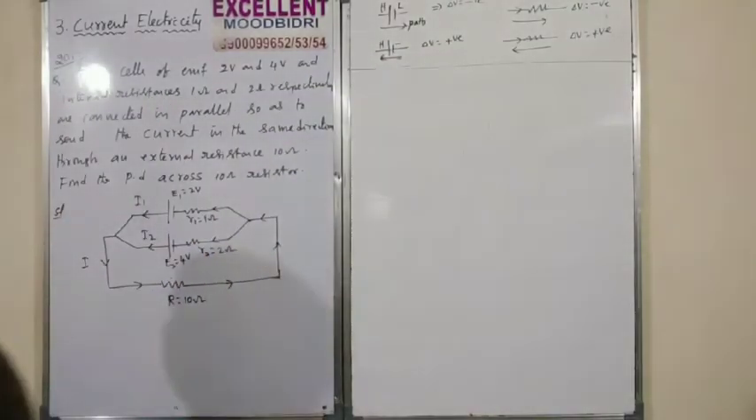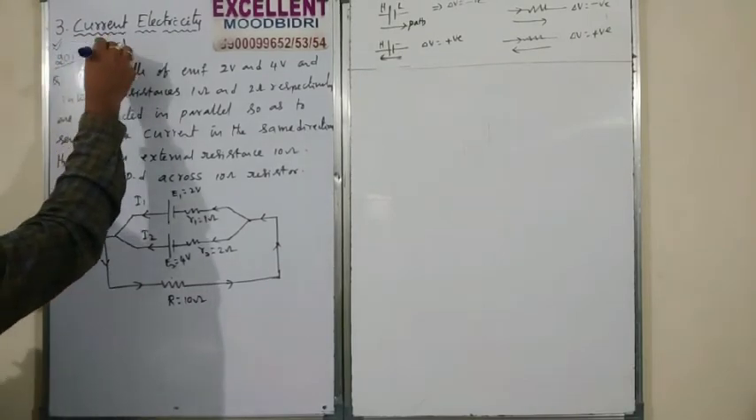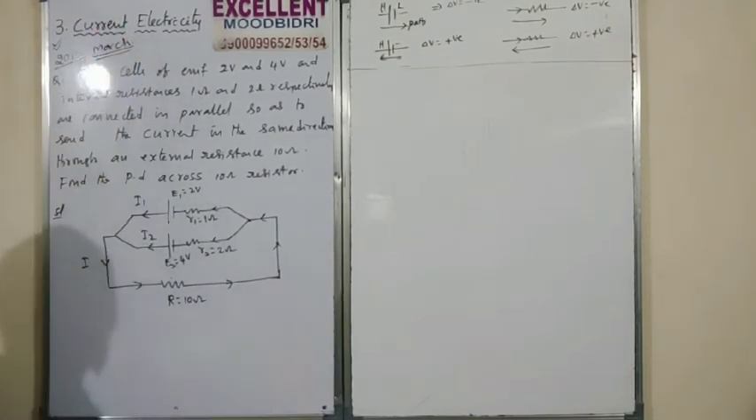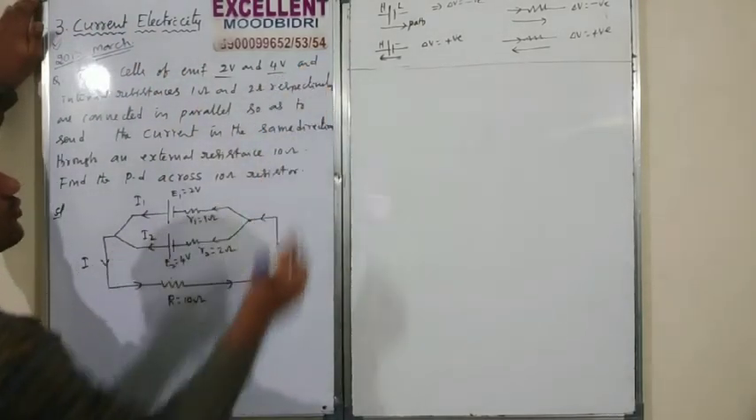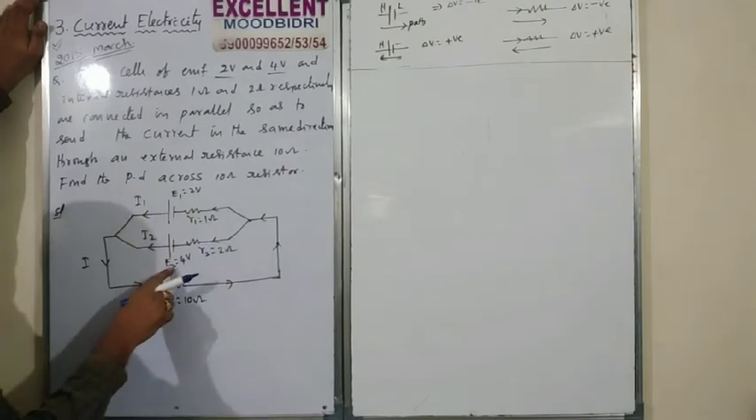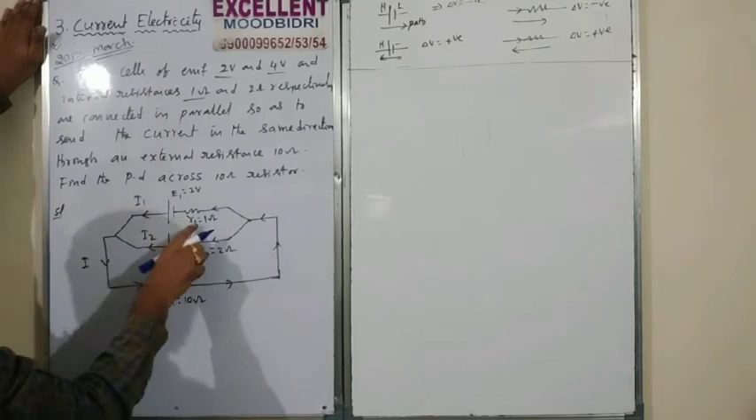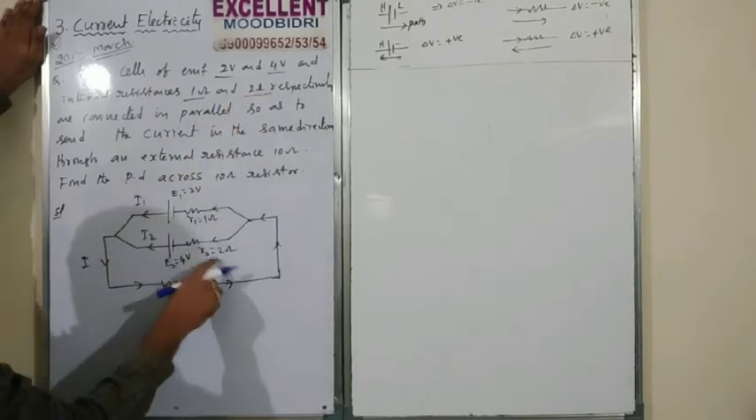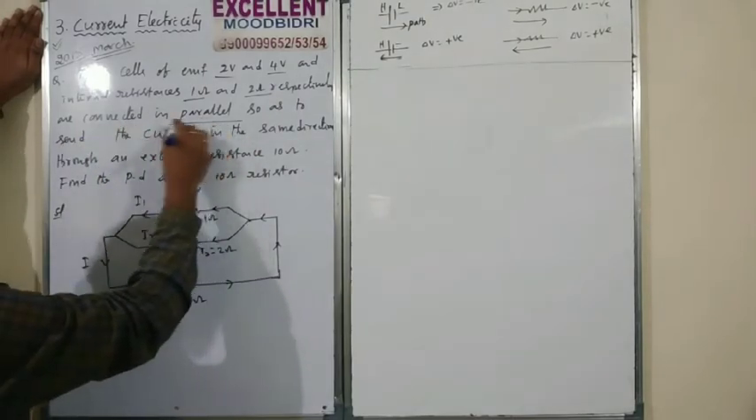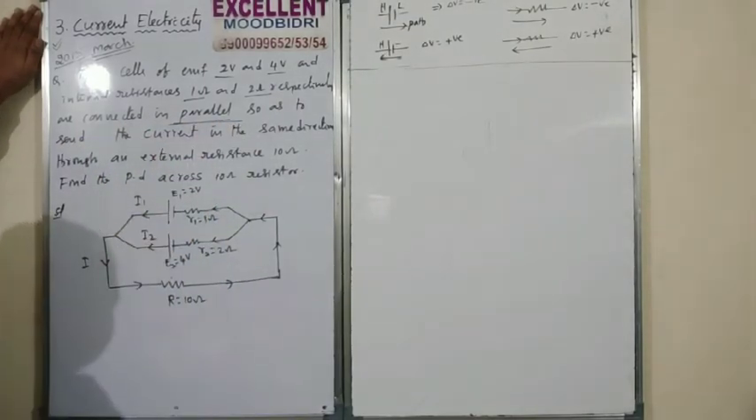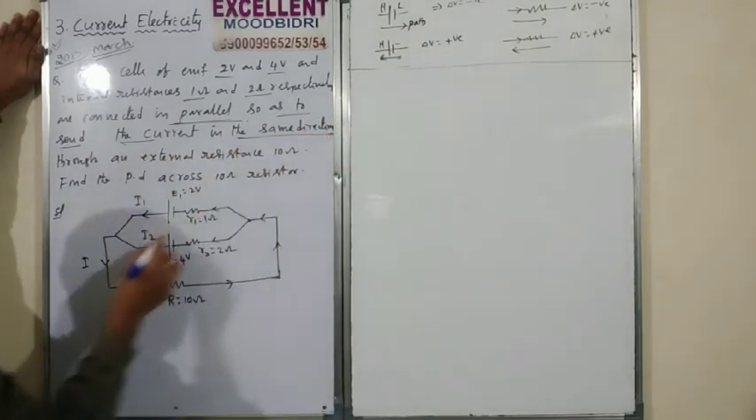Right, my next problem is the 2015 March problem. Very important, this one also. Two cells of EMF 2 volt and 4 volt, E1 is equal to 2 volt, E2 is equal to 4 volt, and internal resistances r1 is equal to 1 ohm, r2 is equal to 2 ohms respectively, are connected in parallel combination so as to send the current in the same direction.